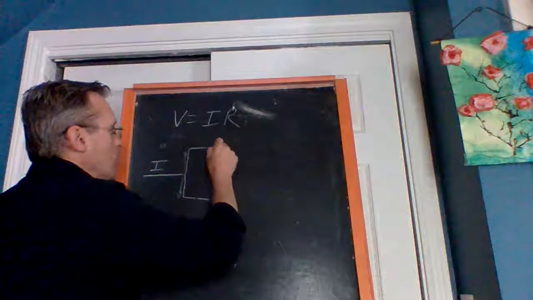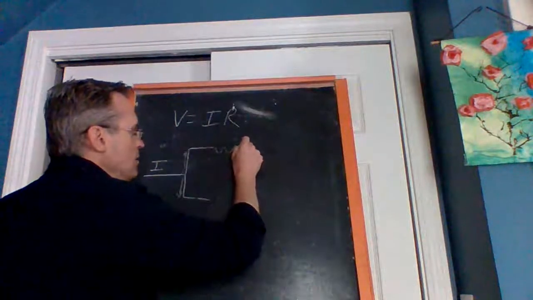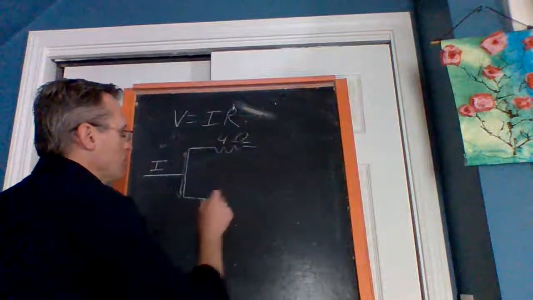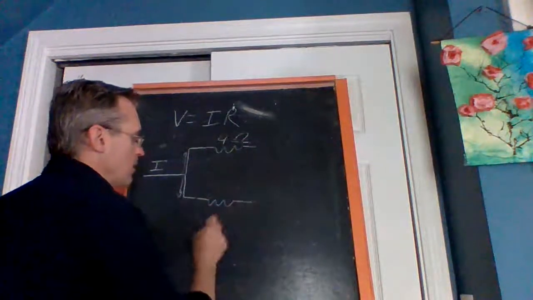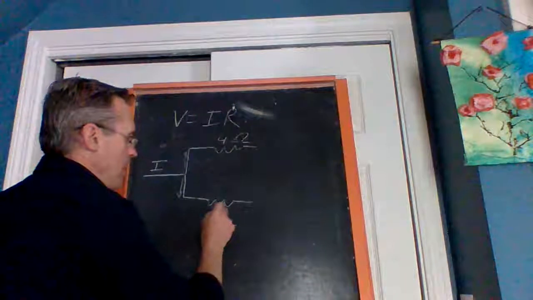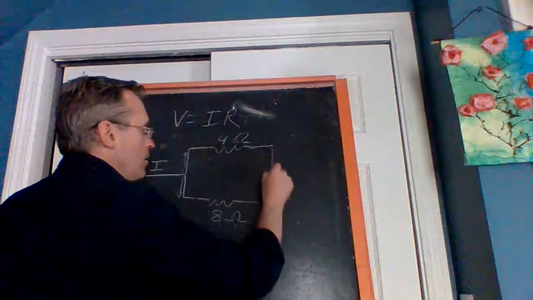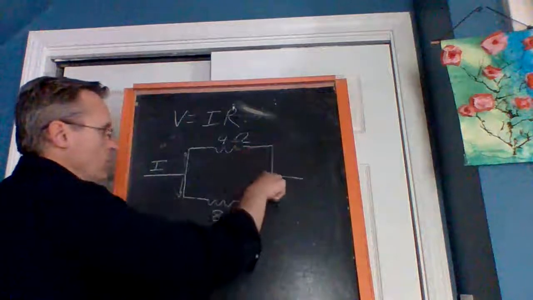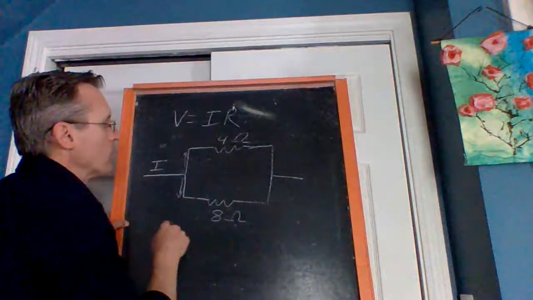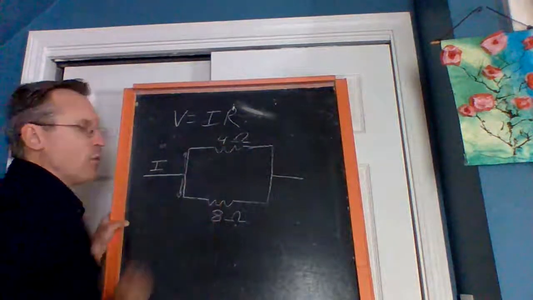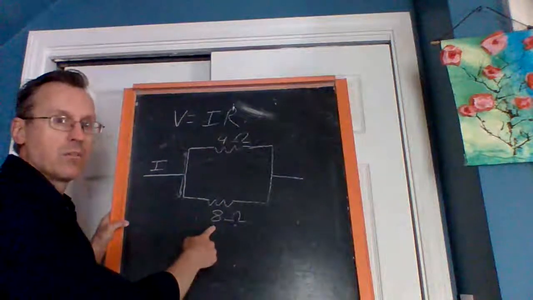So what's going to happen is, let's say I have one resistor right here, and I'm going to make that a 4 ohm resistor, and I'm going to have another resistor right here, and I'm going to make that an 8 ohm resistor. And then I'm going to have the current rejoin over here. So some of the current's going to go through the 4 ohm, some of the current's going to go through the 8 ohm.